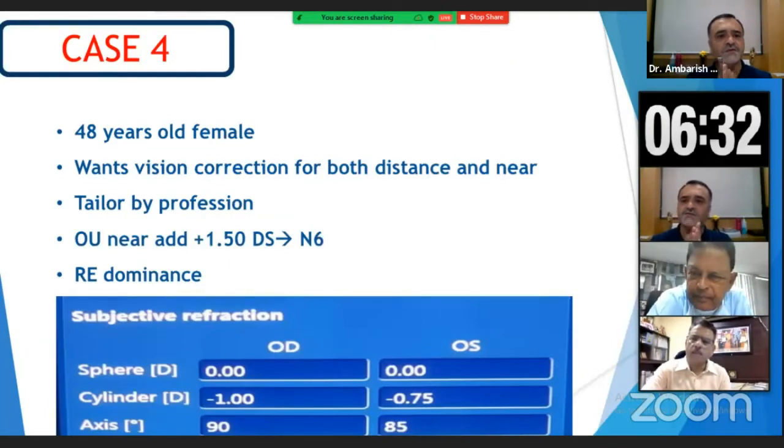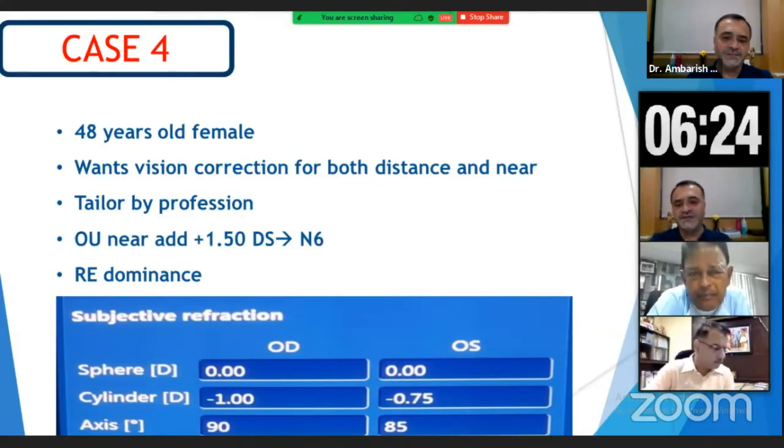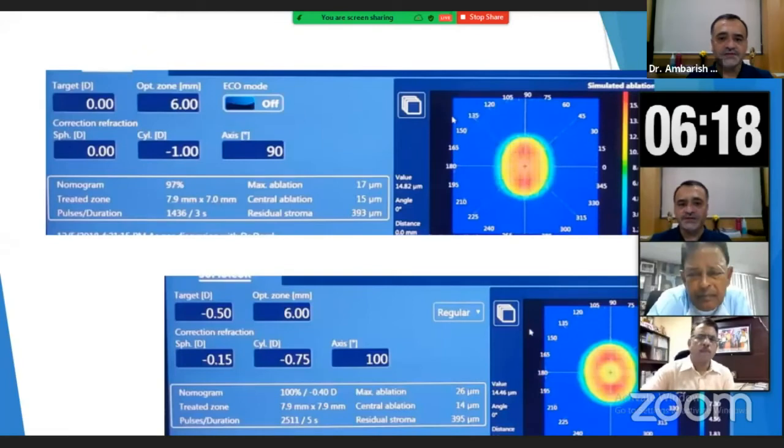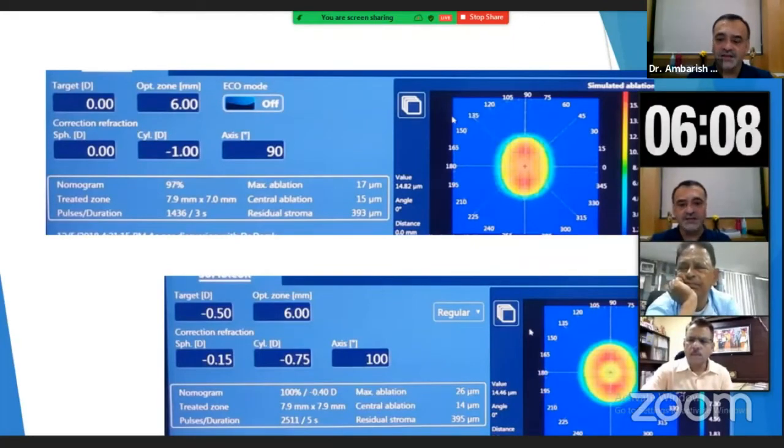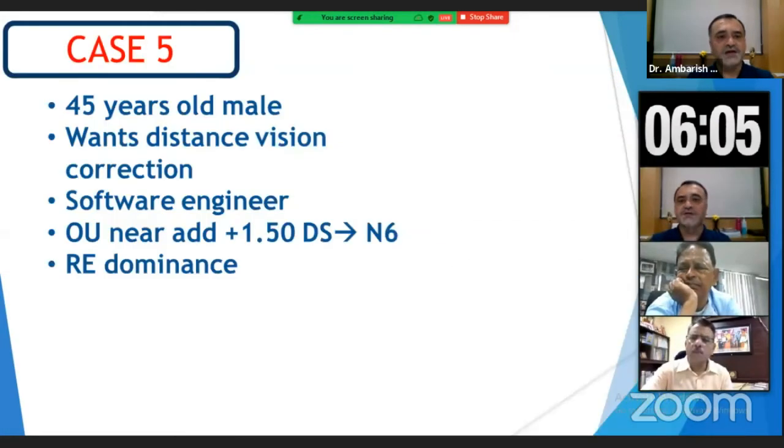This is another case of a 48 year old female, wants vision correction for distance and near. A tailor by profession, and she was having a minor cylindrical number. In this case, we did the wavefront and we decided to treat. So in this case, basically what we did was we treated a planoscan or proscan in the dominant eye, and in the non-dominant eye, we actually treated the regular Supracore.